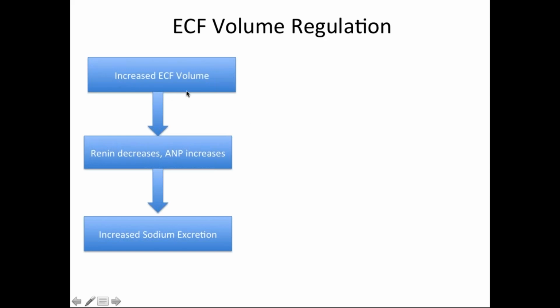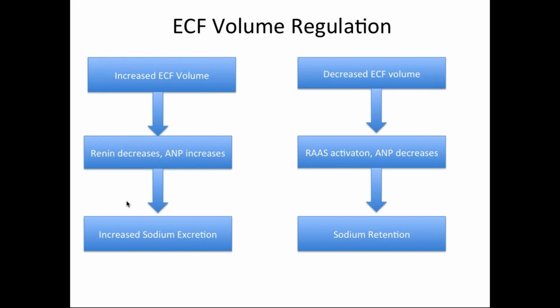So when we look at how this plays out, if there is any increase in ECF volume, the renin decreases, the atrial natriuretic peptide will increase, and this will cause an increase in the sodium excretion, and then the ECF volume comes back to normal. While if the ECF volume has decreased, then it will cause a renin-angiotensin-aldosterone activation. The ANP will decrease, and this will cause sodium retention. And with sodium retention, there will be ECF volume increase, and that will lead to replenishment of the ECF volume.